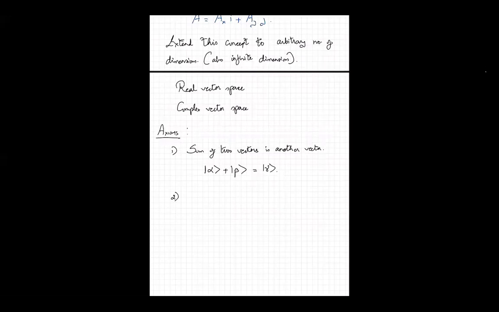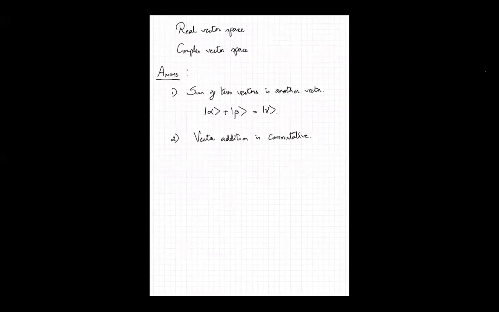The second rule is vector addition is commutative. It does not matter which way I add the vectors. I can take alpha and add beta to it, or I can take beta and add alpha to it. It doesn't matter which way I do the addition. This is again a common sense definition. Vector addition is associative.